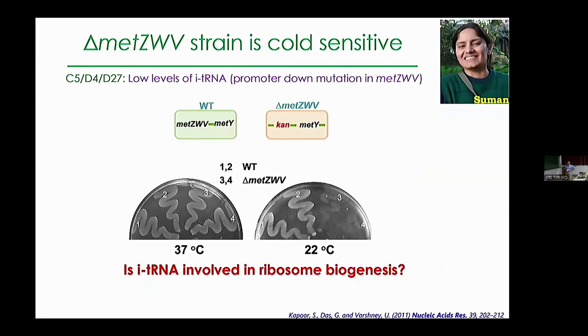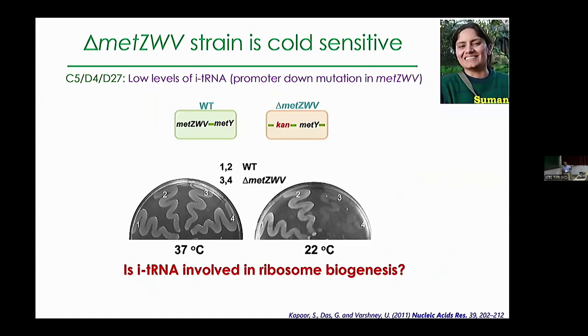So now let me come back to the other aspect that I was referring to, the role of initiator tRNA in ribosome biogenesis. So a very early student, Suman, was working on these suppressors, and all of these suppressors actually had a mutation in the locus of initiator tRNA, which has 3 genes, which is called the metZWV locus.